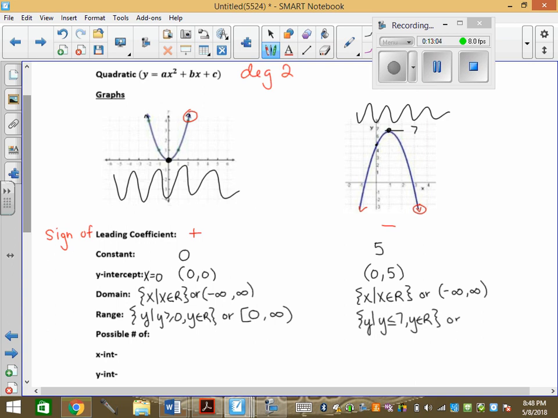So that means, these little arrows mean negative infinity all the way to 7. So we always go from low to high. Negative infinity, round bracket because we can't equal it, to 7, square bracket because it does equal 7.